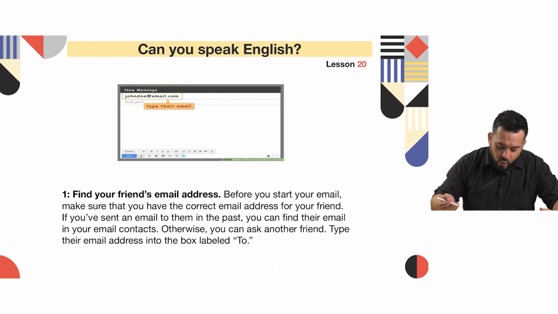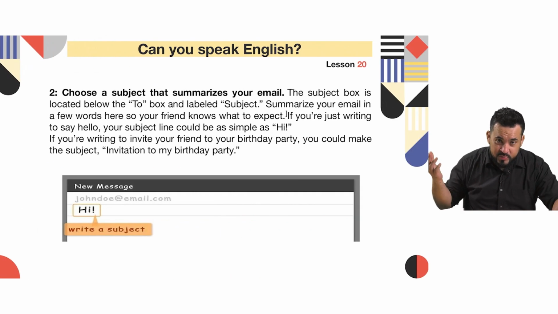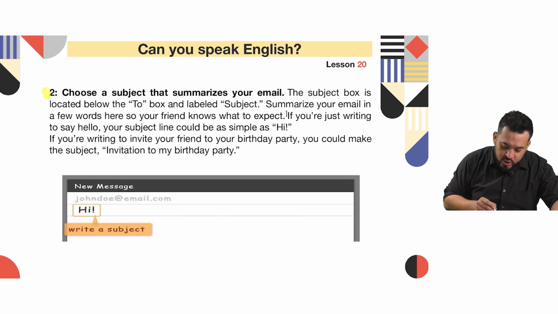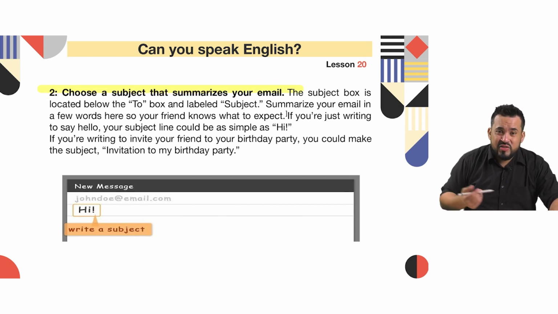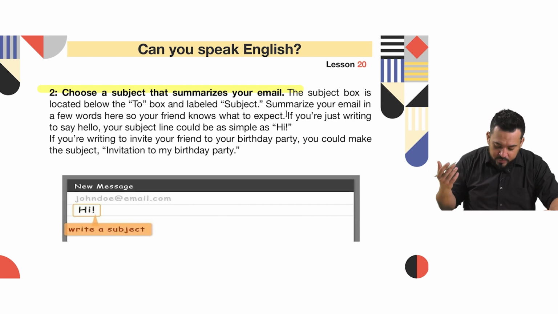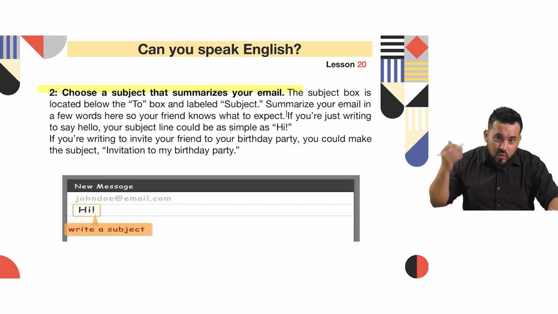So first thing, of course, you're going to find your friend's email address. Otherwise, you'll be sending it to God knows who. Choose a subject that summarizes your email. Choose a nice subject like, catching up, or hi, or what have you been up to, or haven't seen you in a while.